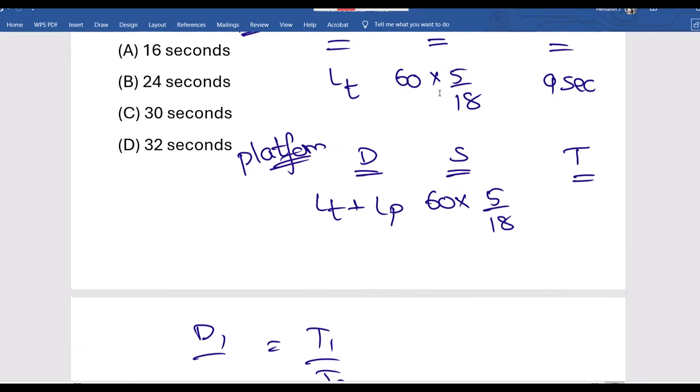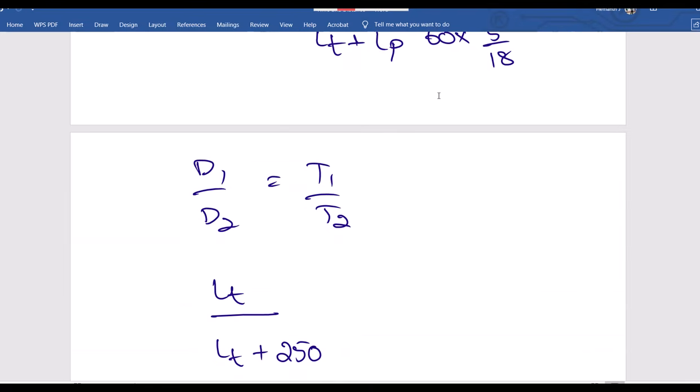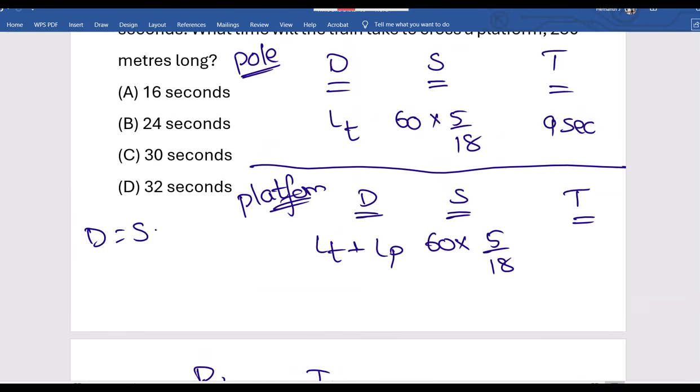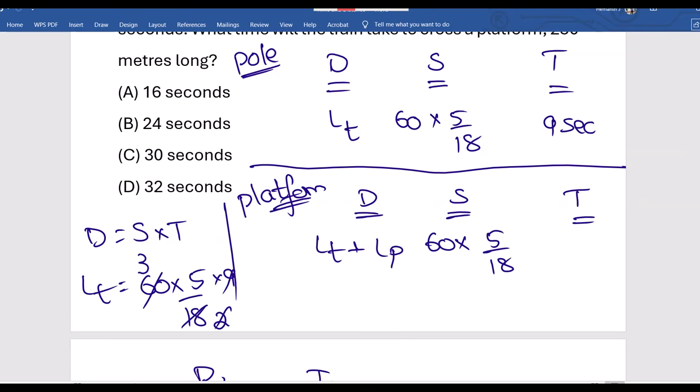How much? 250, they are given already, equal to T1, which is 9 seconds. For that purpose, we have to calculate D1, that is the length of the train. Distance is speed into time. LT is 60 into 5 by 18 multiplied by 9. So we got 150 meters.